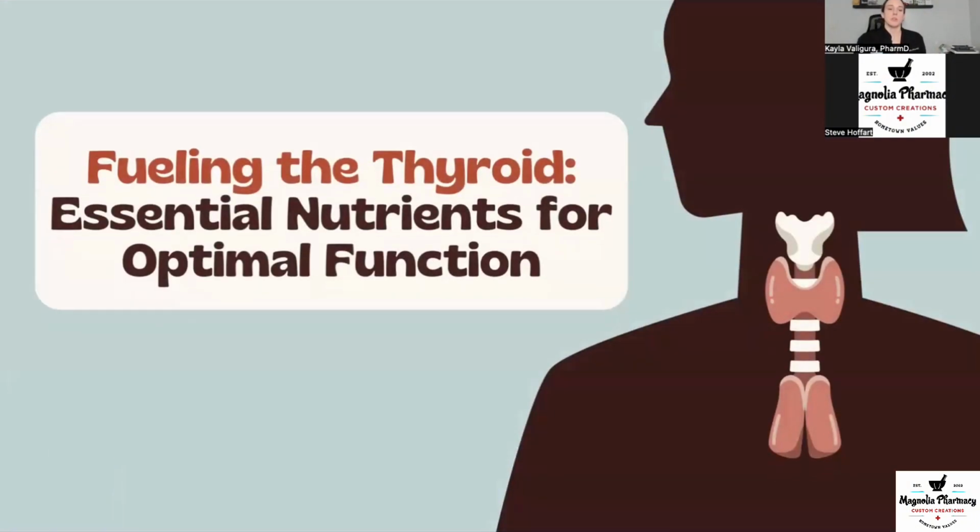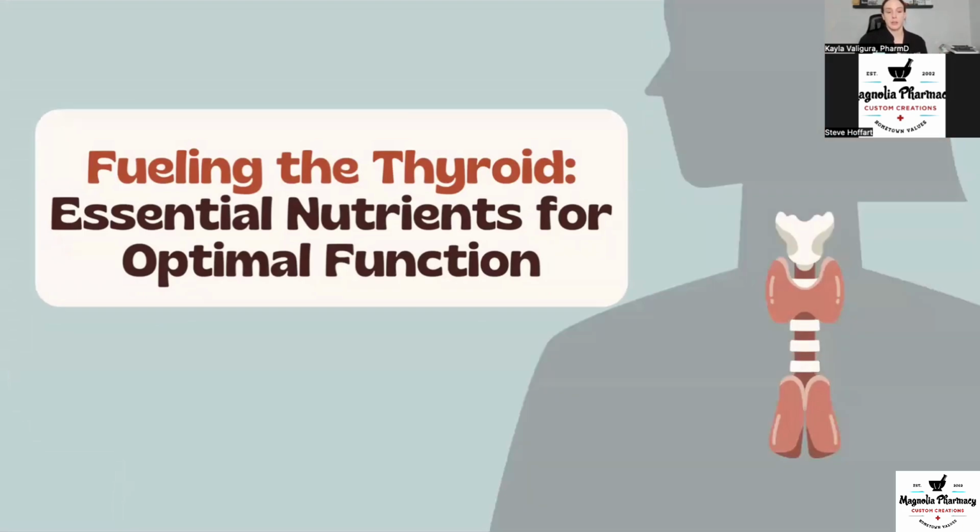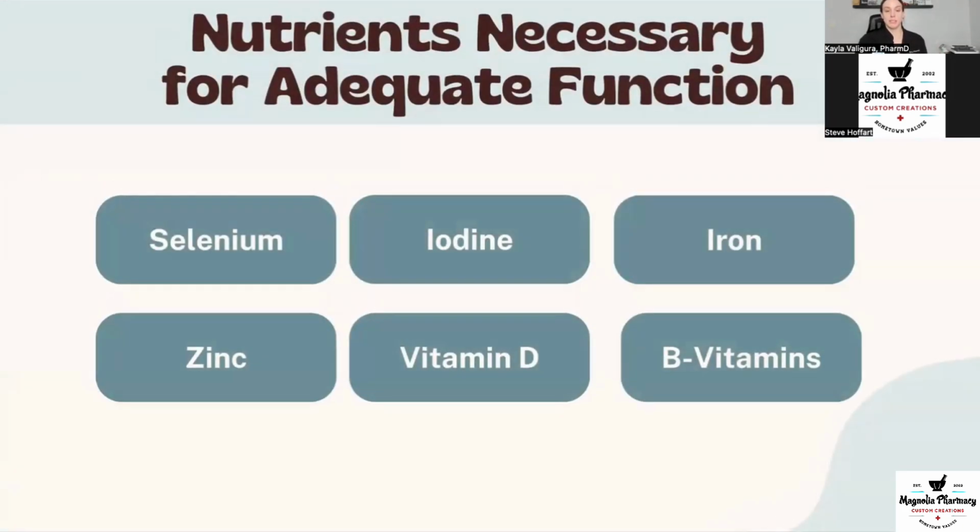Okay, so fueling the thyroid. What are the essential nutrients for optimal thyroid function? So I've listed a few here: selenium, iodine, iron, zinc, vitamin D, and our B vitamins. And I'm going to talk about a few of these.